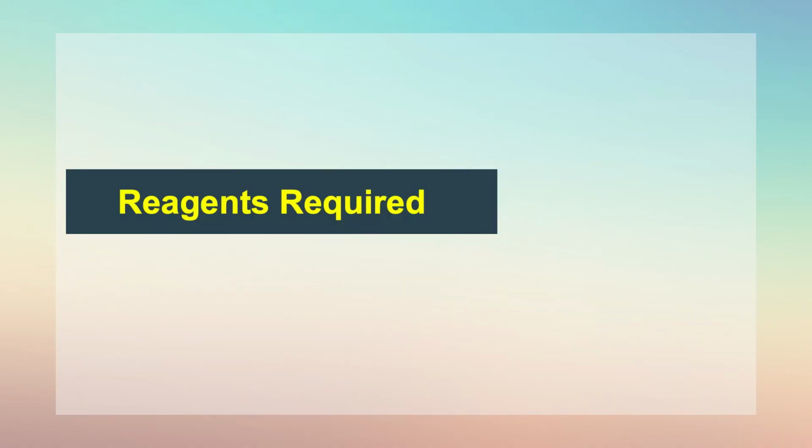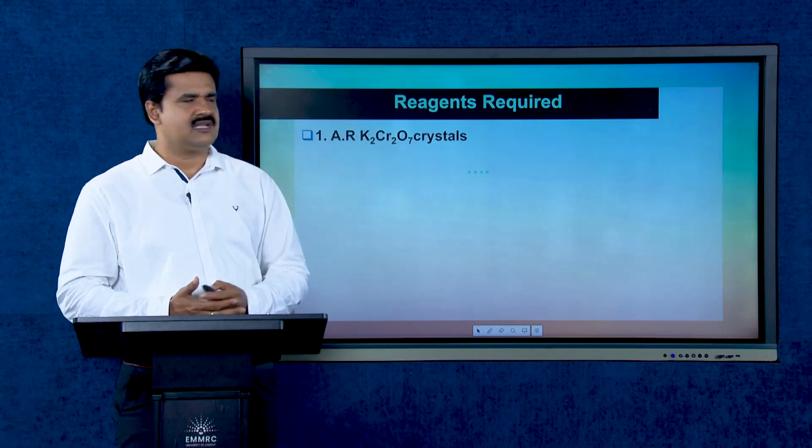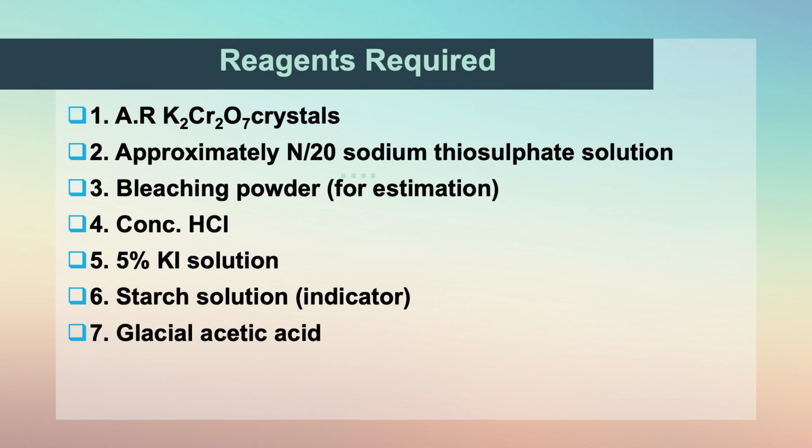Now we are discussing the reagents required for the present experiment. The reagents required are K2Cr2O7 or potassium dichromate crystals, approximately N/20 sodium thiosulfate solution, the given bleaching powder based on which we are performing the estimation of available chlorine, concentrated hydrochloric acid, 5% potassium iodide solution, starch indicator, and glacial acetic acid is also required for the reaction.